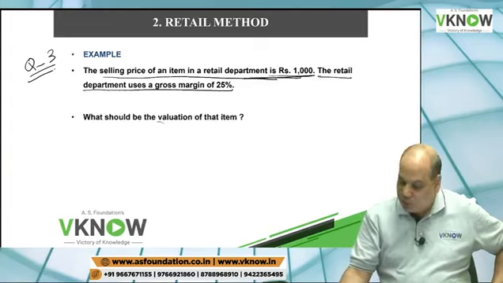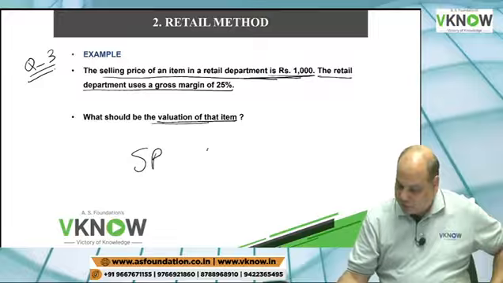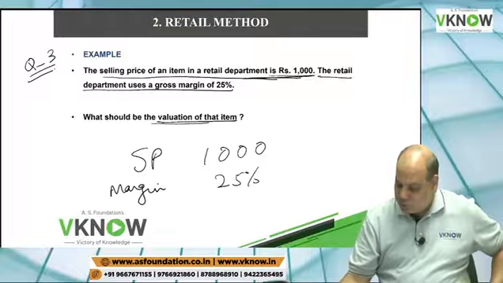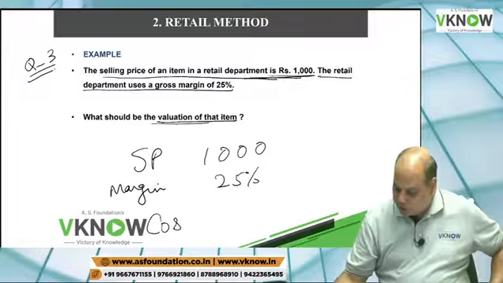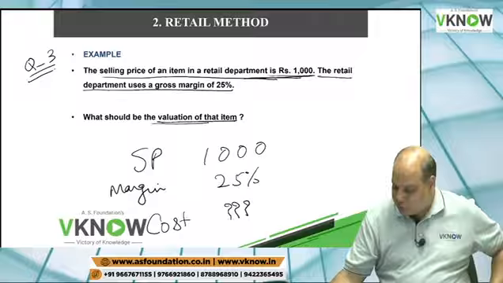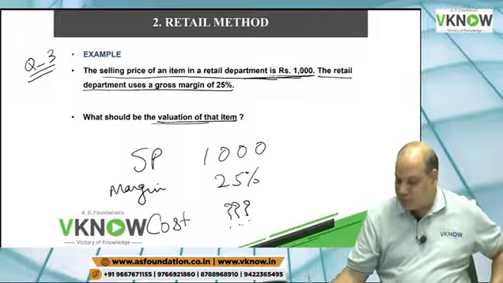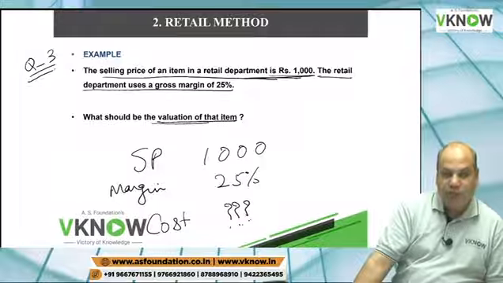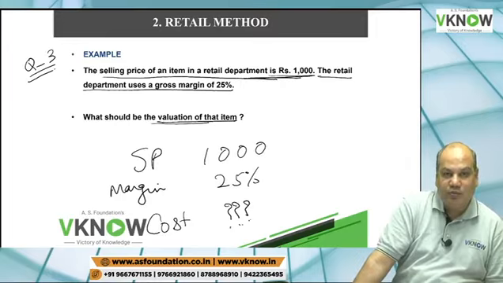What should be the value of the item? Selling price is 1000. Your profit margin is 25%. So your question is, how will you value this item? You have to first find out what is its cost. The cost can be calculated by reverse working.